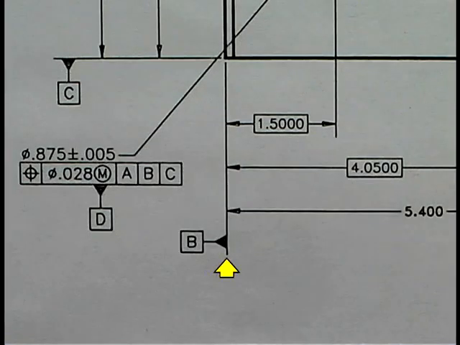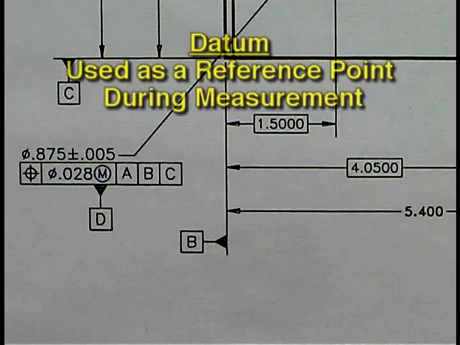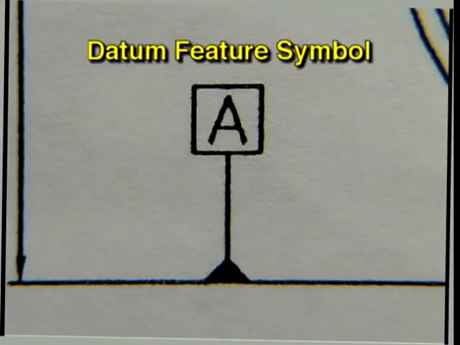Look at this extension line. It has a small box containing a capital letter B attached to it. This identifies this feature as a datum. A datum is a feature that is used as a reference point during measurement. This is called the datum feature symbol.